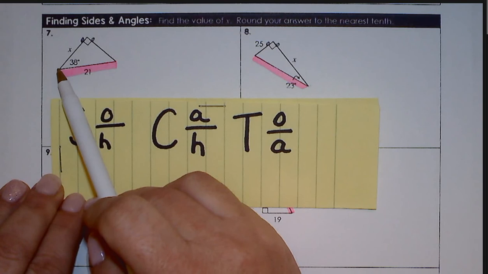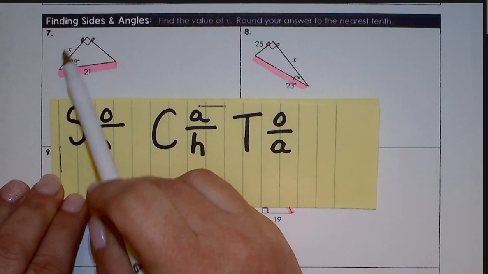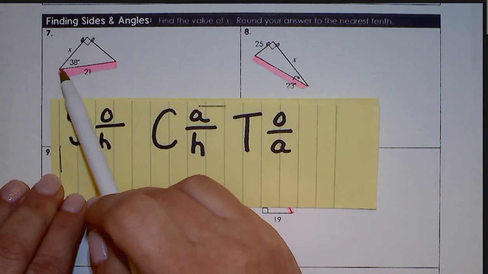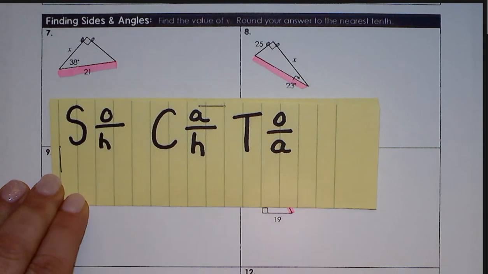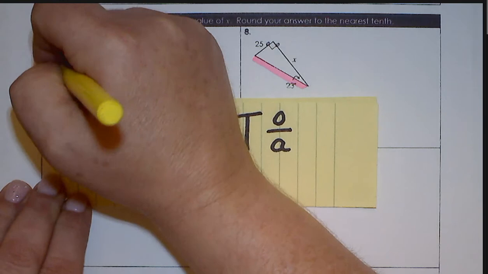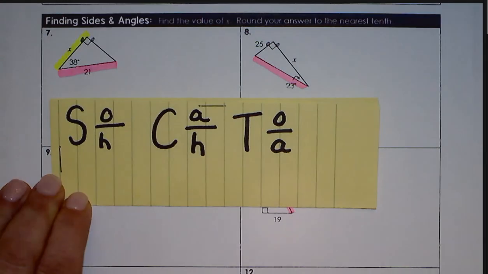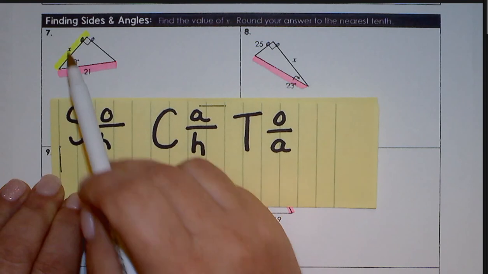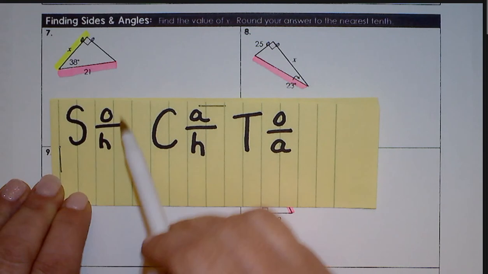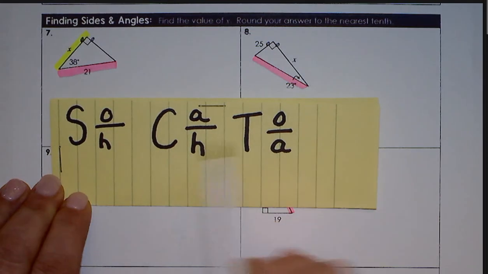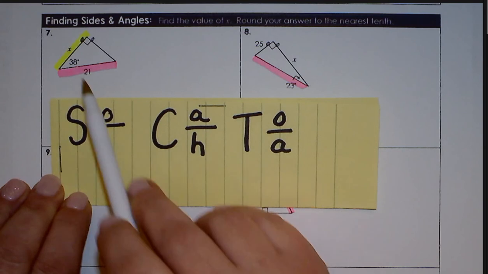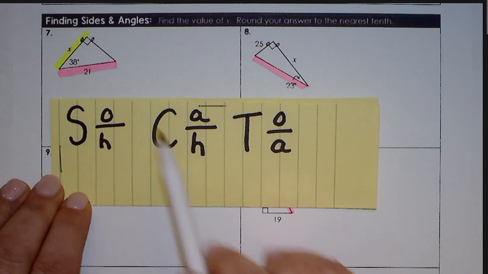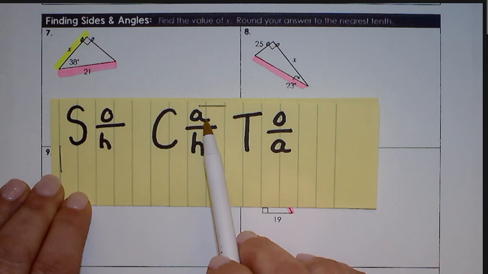So I ask myself, is x attached to it or is it opposite it? And it's obviously attached to it. So I'm going to highlight that, I'm sorry, I lose my voice, in yellow. And I now have adjacent and hypotenuse. When I look at this list, I ask myself, which one of these, sine, cosine, or tangent, uses adjacent and hypotenuse? And hopefully we can all agree that that's cosine.